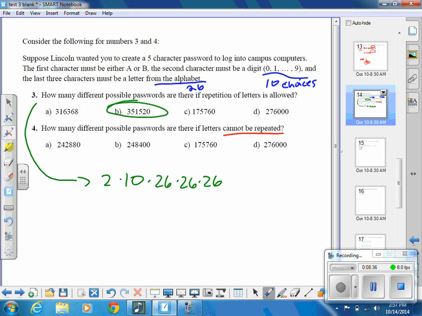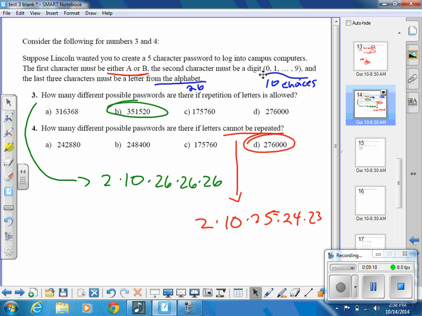This next one says, letters cannot be repeated. So, you have to take into account that my first one is going to be a letter. And if I pick A, I can't use A anywhere else in the password. Or if I pick B, I can't use B anywhere else in the password. So, for this one, in red, this is going to be set up the same way. 2 times 10. Now, once I've used A or B, any other letter from the alphabet can be used except for that one I picked. So, I only have 25 out of 26 choices. That looks more like a 3 than a 6. I have 25 out of 26 choices left for my alphabet. And then for the next one, 24 and 23. Punch that into a calculator, and you should end up with D. Okay.